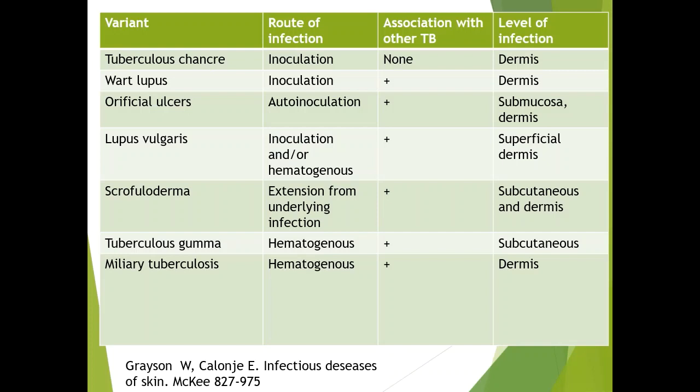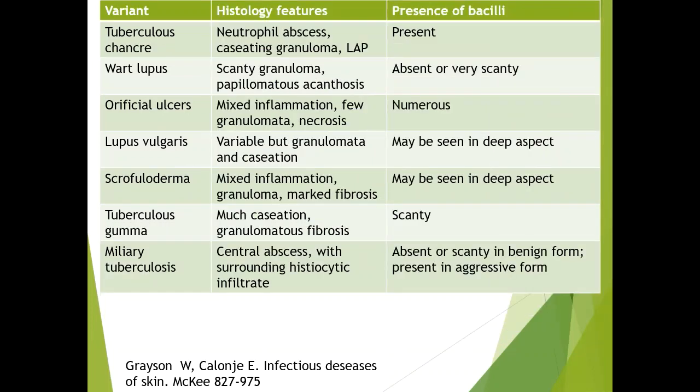Histological features, as we have seen: in tuberculous chancre, neutrophilic abscess, caseating granuloma, lymphadenopathy. Warty lupus: scant granuloma, papillomatous acanthosis. Orificial ulcers: mild inflammation, few granulomata, necrosis. Lupus vulgaris: variable, but granuloma and caseation present. Scrofuloderma: mixed inflammation, granuloma, fibrosis. Tuberculous gumma: much caseation, granulomatous fibrosis. Miliary tuberculosis: central abscess with surrounding histiocytic infiltrate.